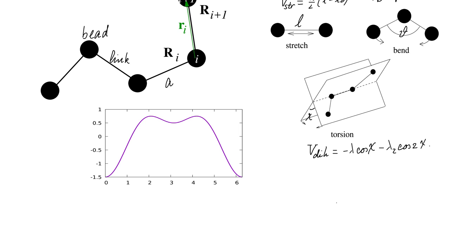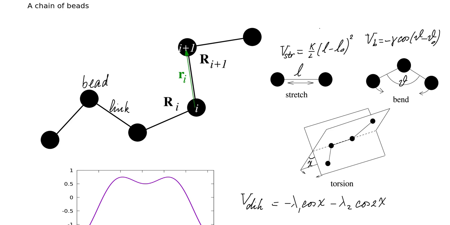This last interaction will have something like this shape. So we have a minimum for chi equal to 0, and there is a metastable state, a second minimum for chi equal to pi. In addition to the interactions that we have encountered, there may be additional interactions.